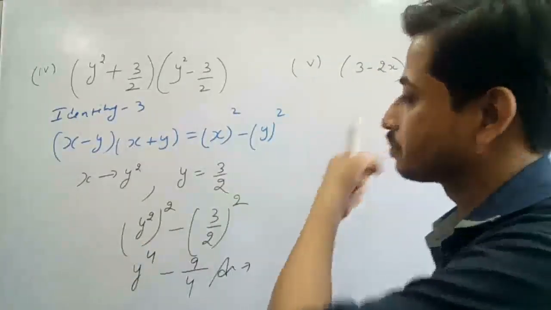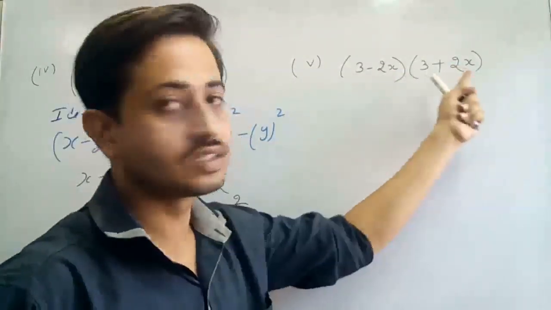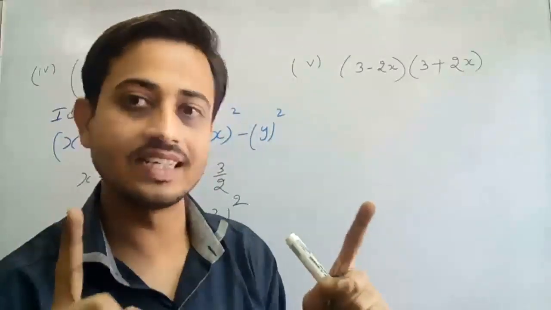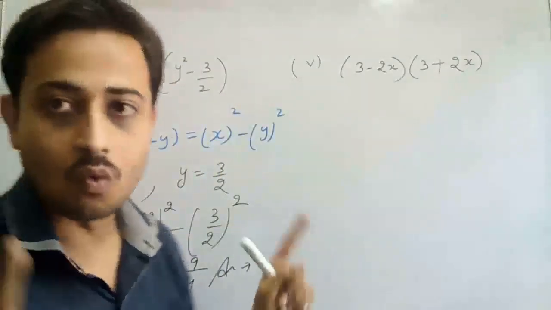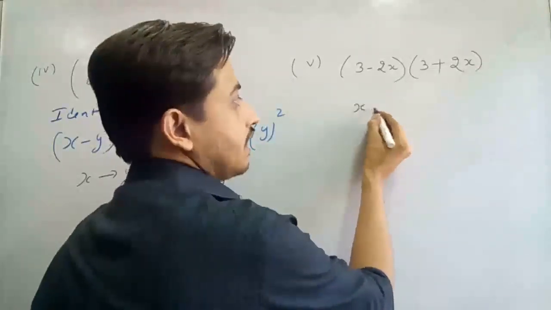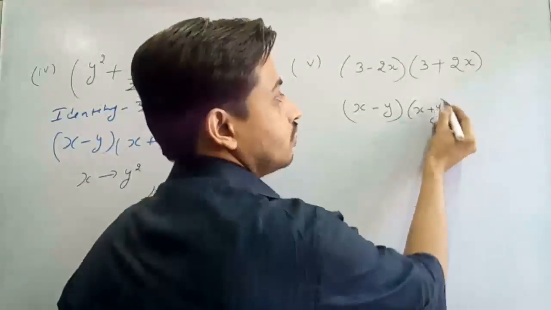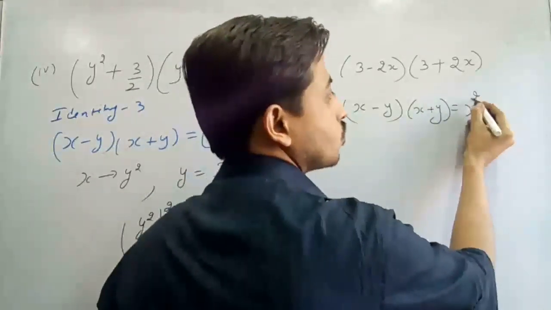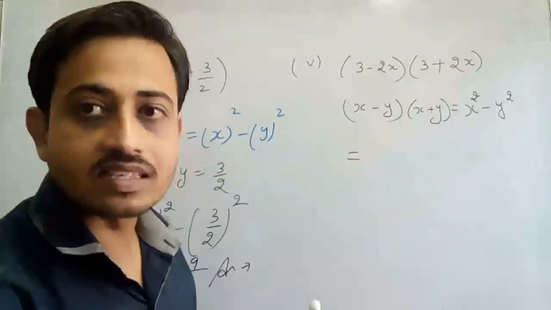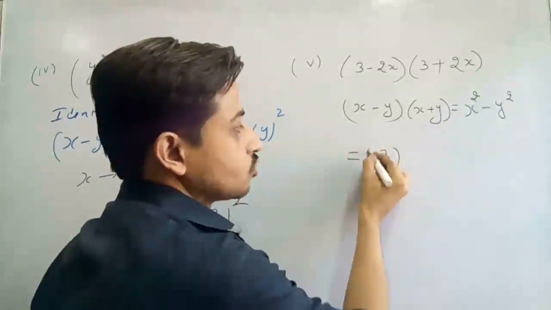Now look at this part. This is also the same: 3, 3, 2x, 2x. One is positive and the second one is negative. It means the identity is the same. So what we have to do? I am going to apply (x minus y) into (x plus y), which is equal to x square minus y square. Now what is x? x means your first term. The first term is 3, so I am writing 3 square.